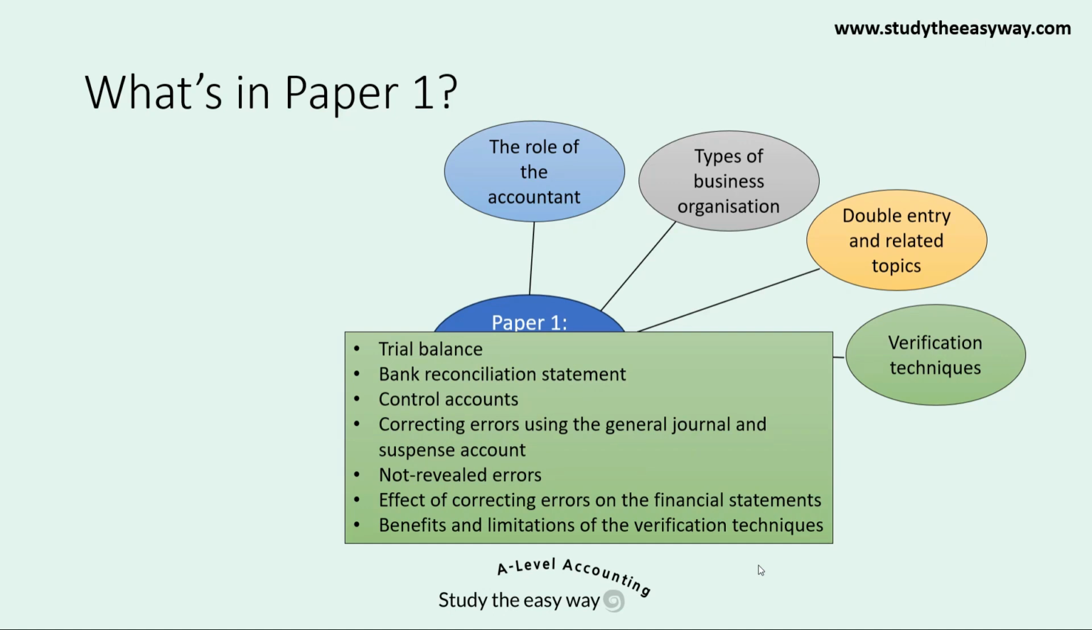Correction of errors using the general journal is also in this section. Errors include the not revealed errors, these are the named errors, and errors revealed by the trial balance, which are the posting errors. You will need to use the suspense account to correct these posting errors. You will need to be able to explain the impact on the financial statements of correcting errors. Finally, you'll need to be able to describe the benefits and limitations of the verification techniques.